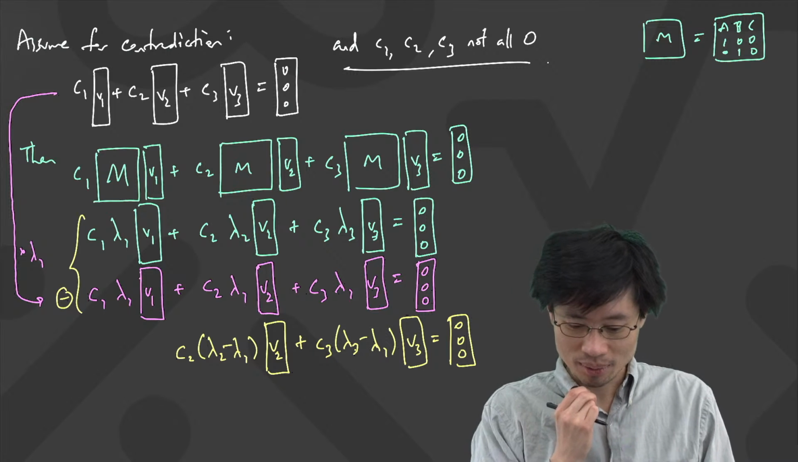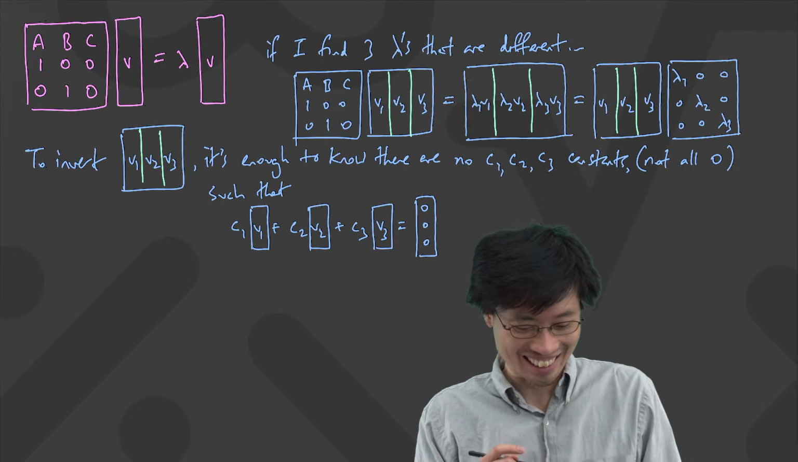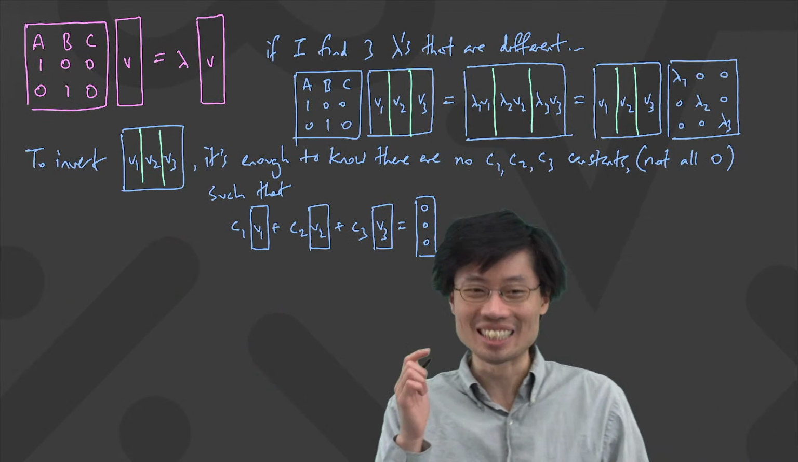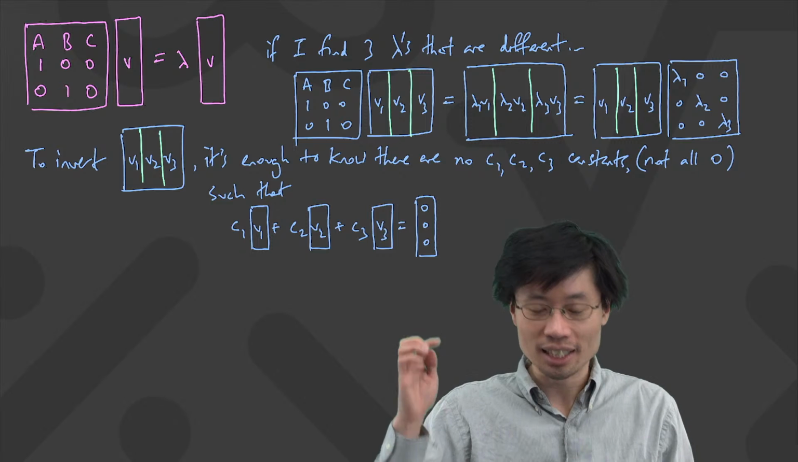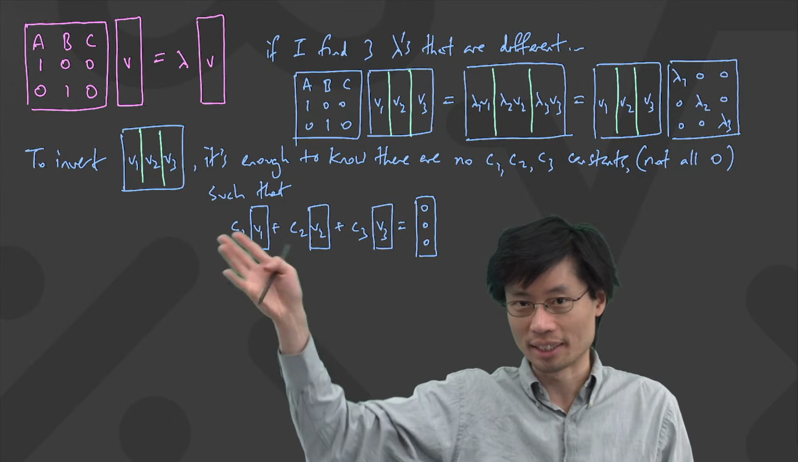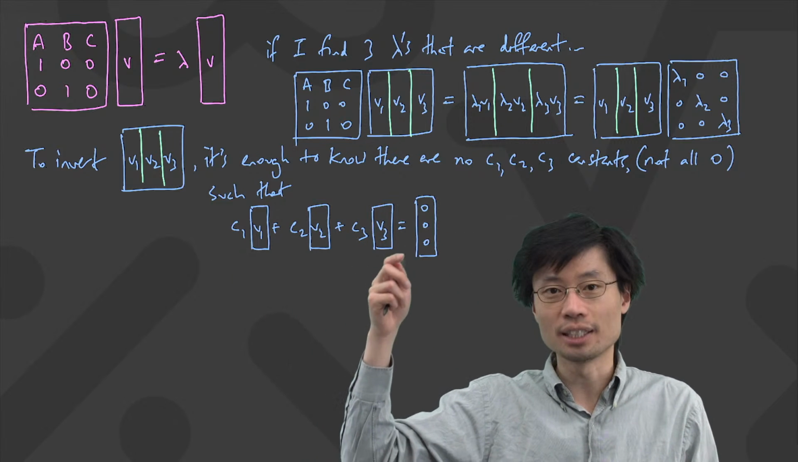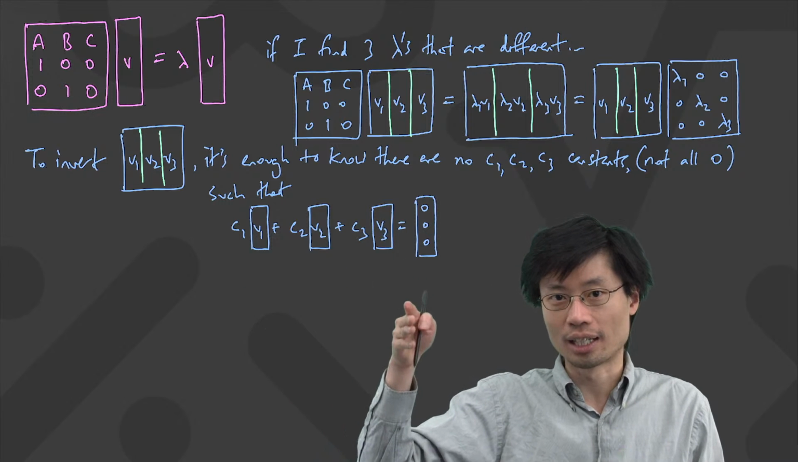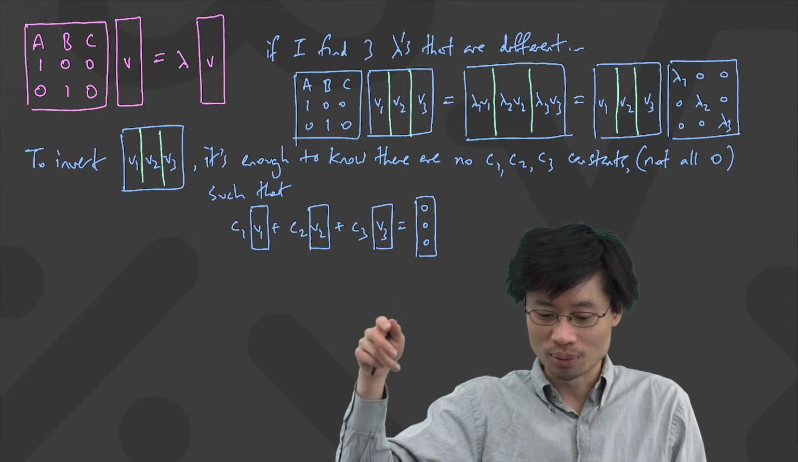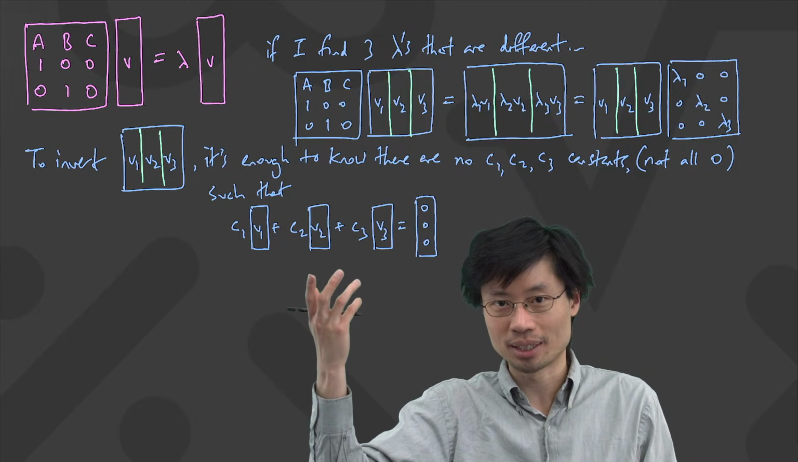Yes, what exactly we're trying to prove is a very good question. So I'm trying to get to that too. Thanks for asking that question. What exactly are we trying to prove? We're trying to prove that if the 3 lambdas are all distinct from each other, then these 3 vectors are linearly independent. So we're going to assume that the 3 lambdas are distinct.